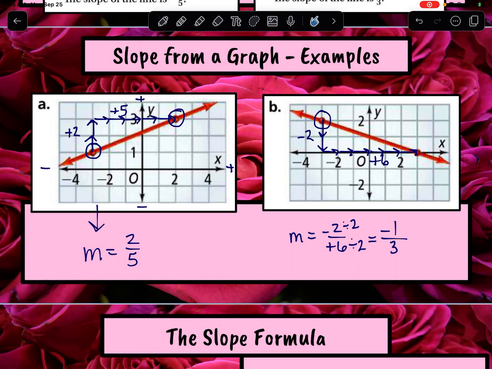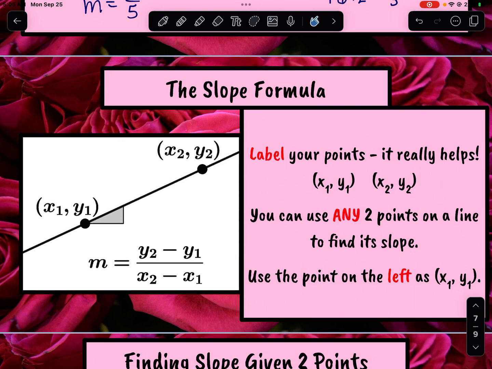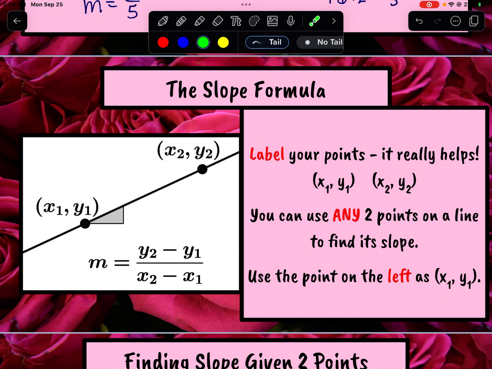All right, the slope formula. This is how we find the slope when we're just given 2 points. When we're just given 2 points, we're given an x1, y1, and an x2, y2. Here's x1, y1. Here's x2, y2. You can use any 2 points on the line. You just might have to simplify your fraction. Use the point on the left as x1, y1.